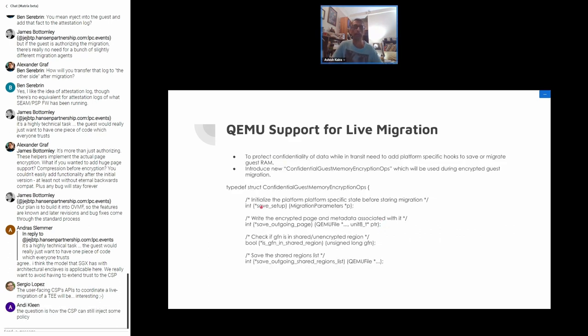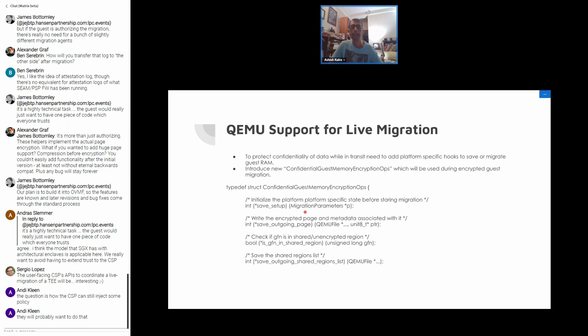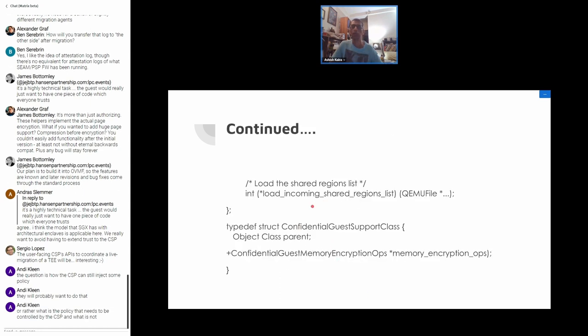As I mentioned in the slides, the QEMU support adds new confidential guest memory encryption ops. These are the ops we currently support. We have saving the outgoing page, and the shared region list, which tracks the guest page encryption status, along with the option to migrate the shared region list. Similarly, there is the option to load the shared region list. So the existing confidential guest support has the new memory encryption ops added to it. Again, this is something to be discussed.